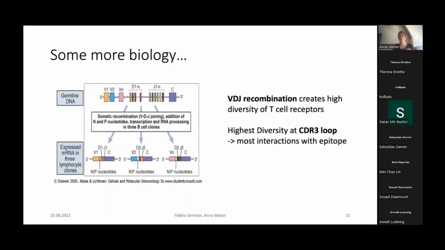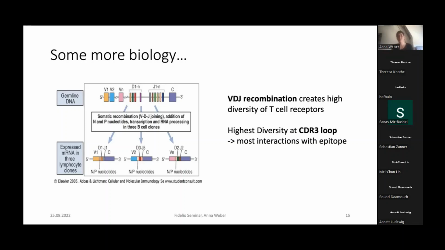So what we have to characterize these receptors is what's the V segment, what is the J segment, they all have names, and with a name you associate a fixed sequence. And then there's this diversity region in the middle, the CDR3 loop.